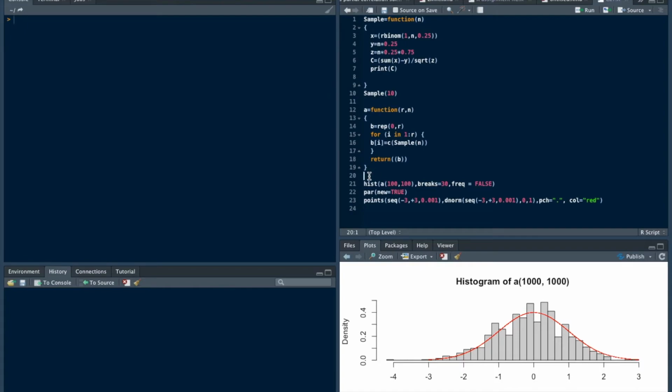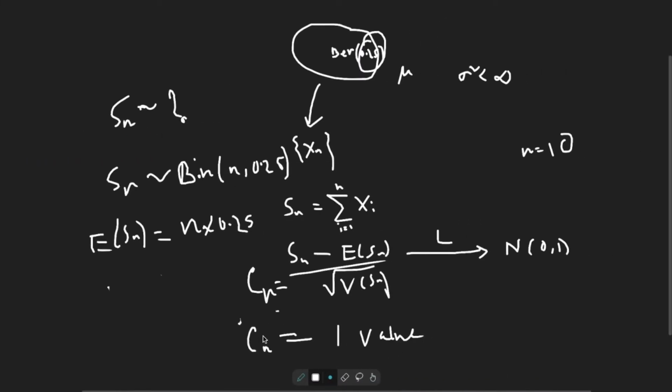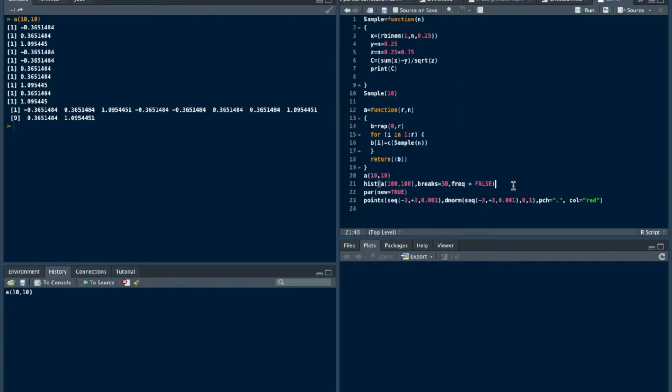Let's clear this history and start afresh. A of 10 comma 10. Let's run this. We get 10 values, that is, 10 observations of this random variable. And next we want to draw a histogram of it. Let's draw this histogram.